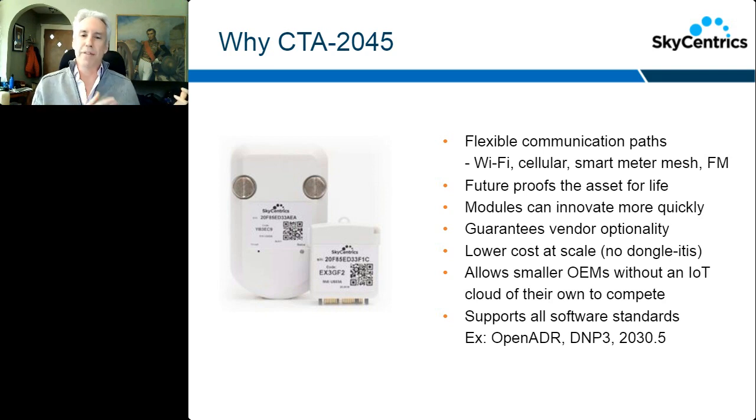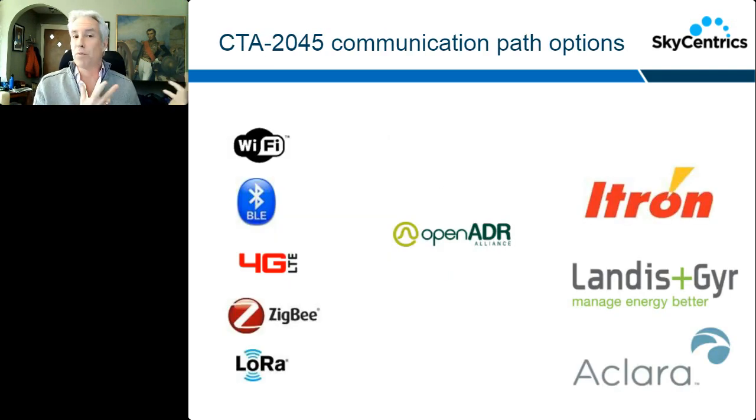So what are the communication path options that are available right now? Well, SkyCentrics makes Wi-Fi and cellular. We have OpenADR certified in the cloud. We could put it in the module. And then we were hoping to have AMI mesh modules. Unfortunately, COVID has put it into a challenge. But we certainly think that someday some of the companies that you see here would benefit from having an AMI mesh module as well, so that there's a guaranteed utility path.